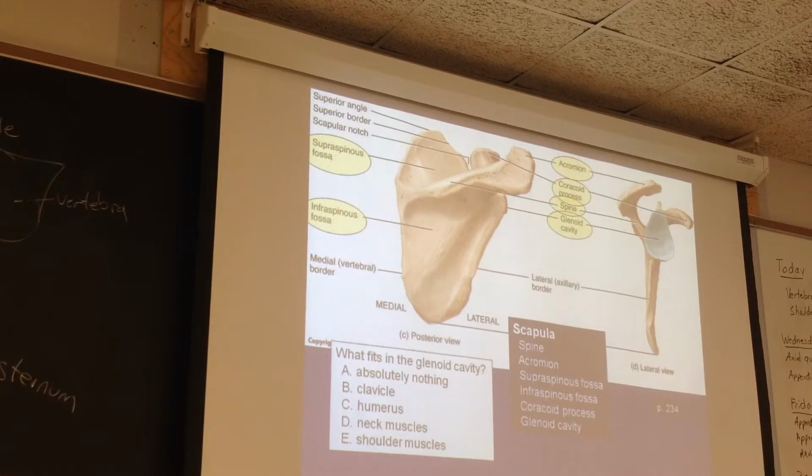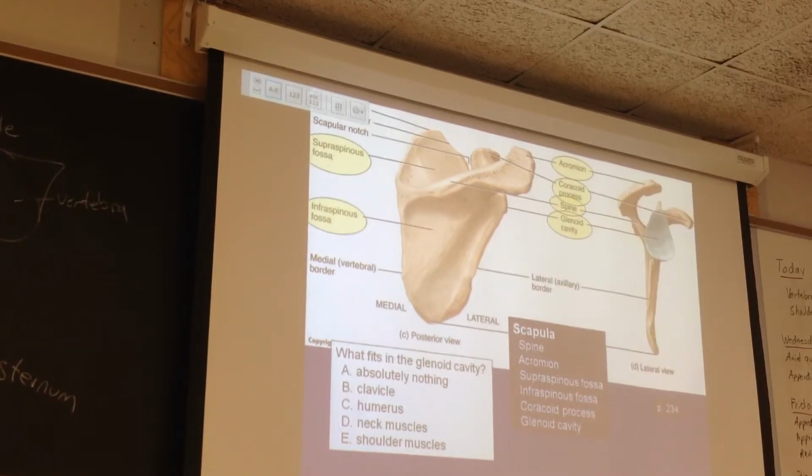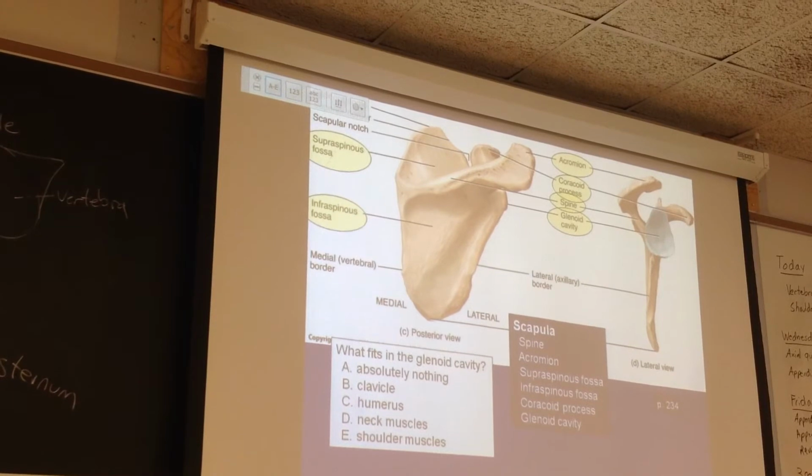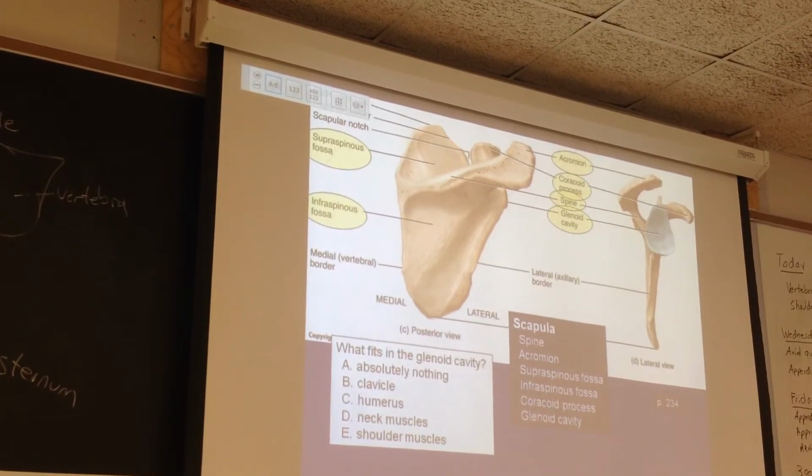Okay, you guys picked a lot of C, which was the most frequent answer. C is correct. That is the arm bone, the humerus. You might know the humerus already. I didn't expect everybody to get that. That's where the humerus is going to fit into.